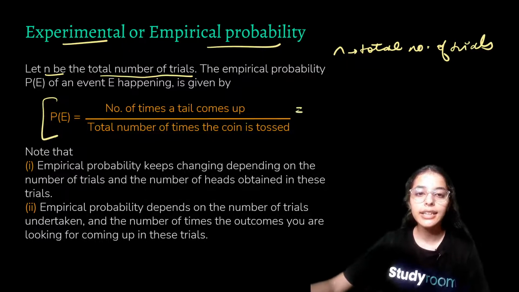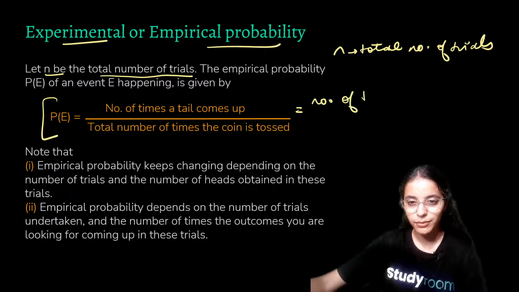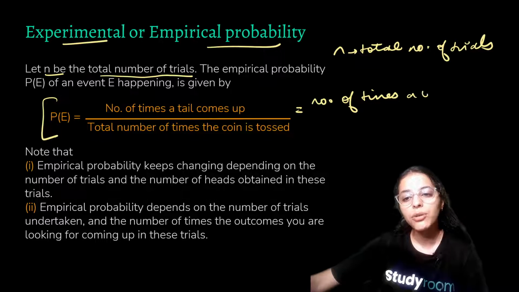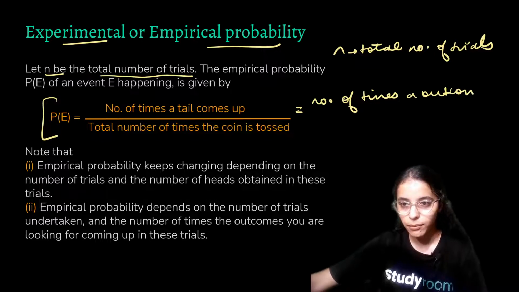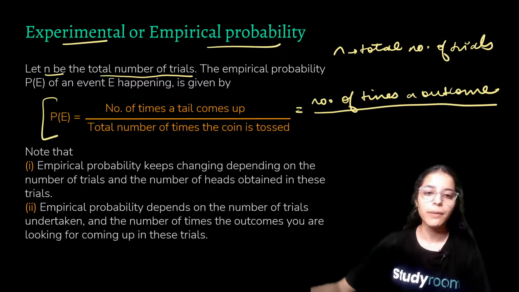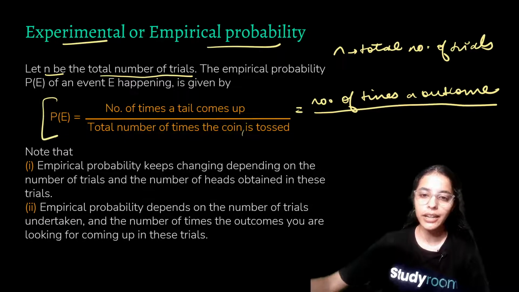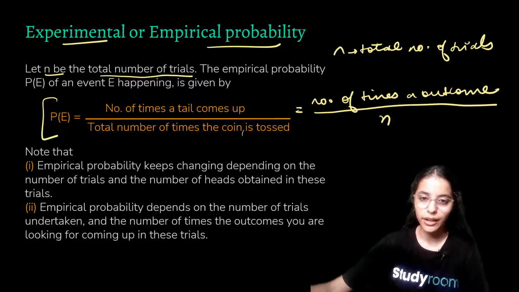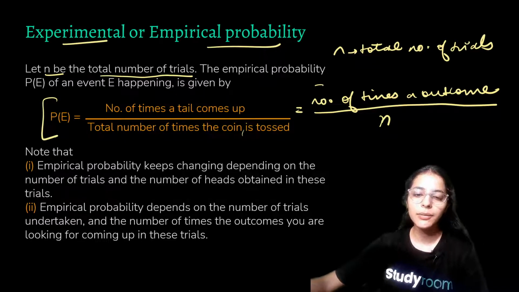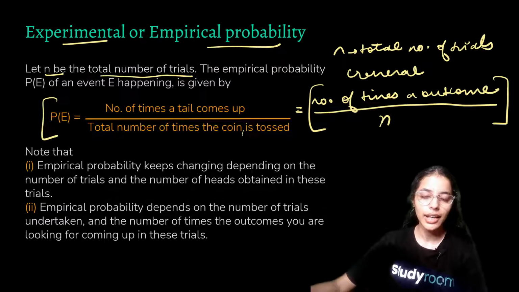So I can write it in a more general form, that if we have done a trial, the number of times an outcome has come up divided by the total number of times the coin is tossed, or the total number of times the trial has occurred, which is given as n over here, right? So this may be called a general formula that we'll use in all our questions that we do in this chapter.